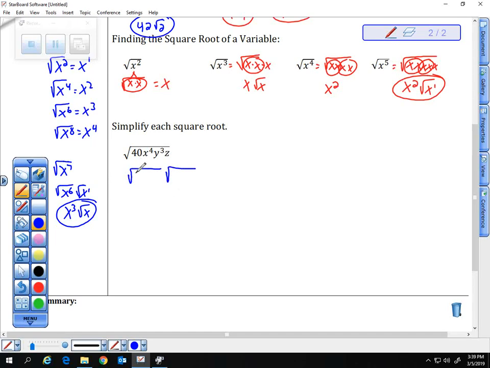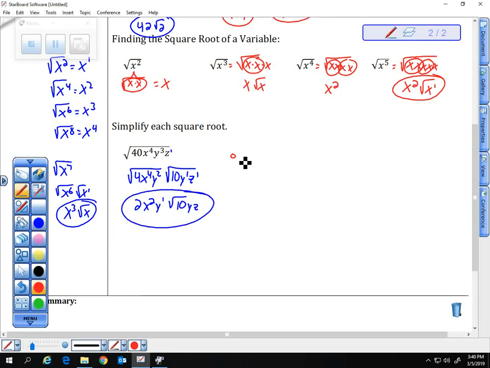40 can be broken down to 4 and 10. X to the 4th I know is a perfect square. Y to the 3rd, I'm going to put 2 of them in one and 1 of them in the other, and then z. So this whole left part is a perfect square. So square root of 4 is 2. Square root of a letter to the even power is half. And then this is going to just remain 10 y z underneath the square root.